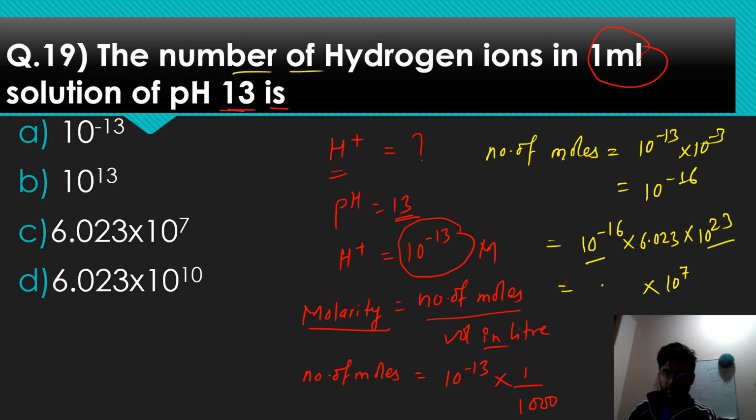Then 6.023. So the right answer is 6.023 into 10 to the power 7. See, this is the right answer.